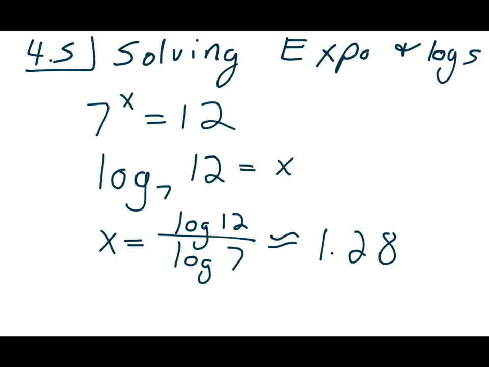Okay? 3 decimal places. 12 divided by 7, it's approximately 1.277, 3 decimal places. Okay?